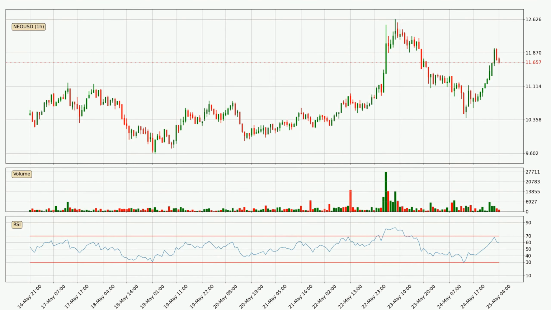Jumping to the hourly relative strength index, the current hourly RSI is at 59, so there are currently no signs of the crypto being overbought or oversold.